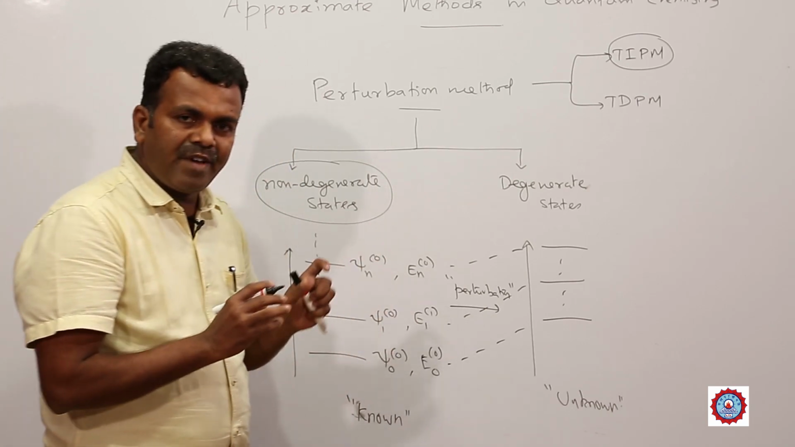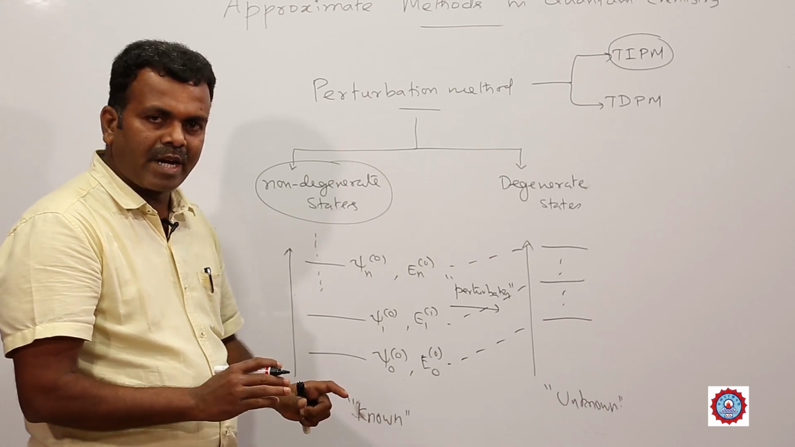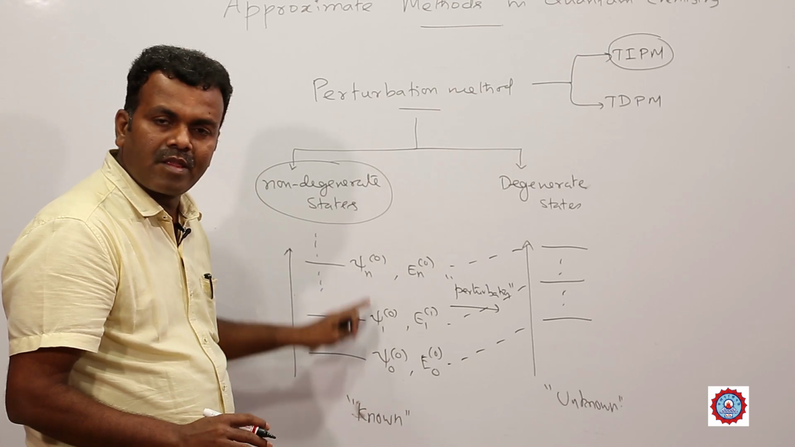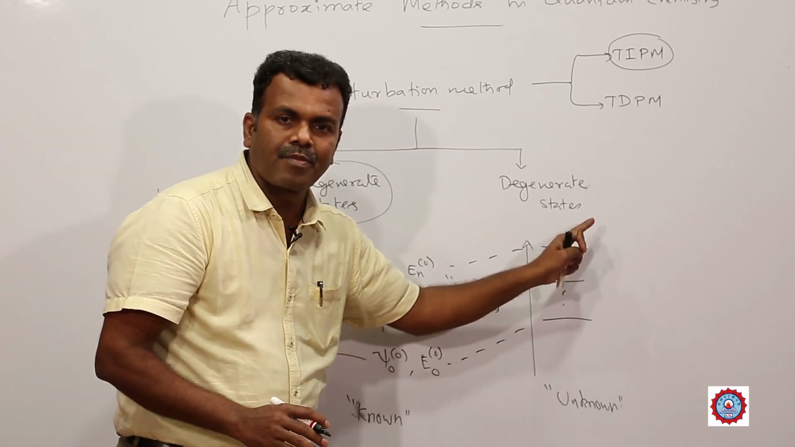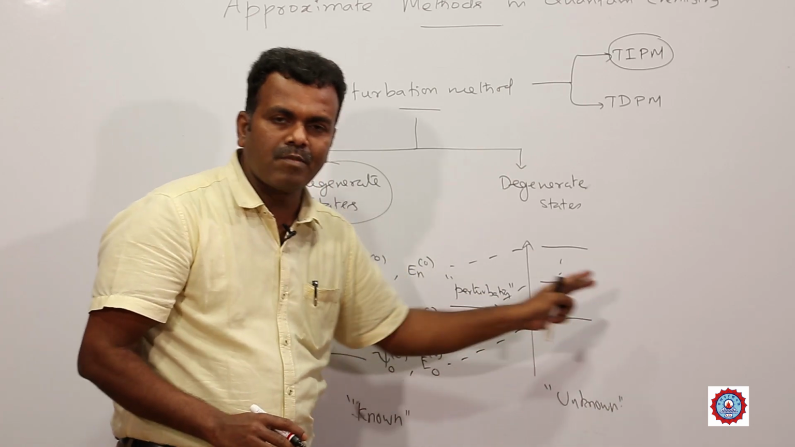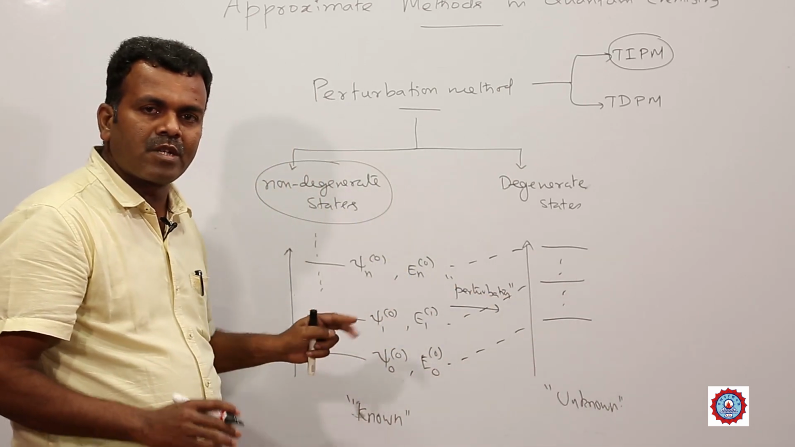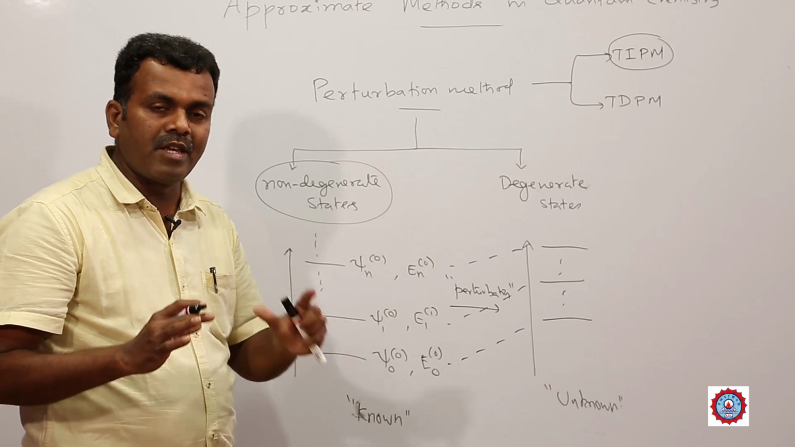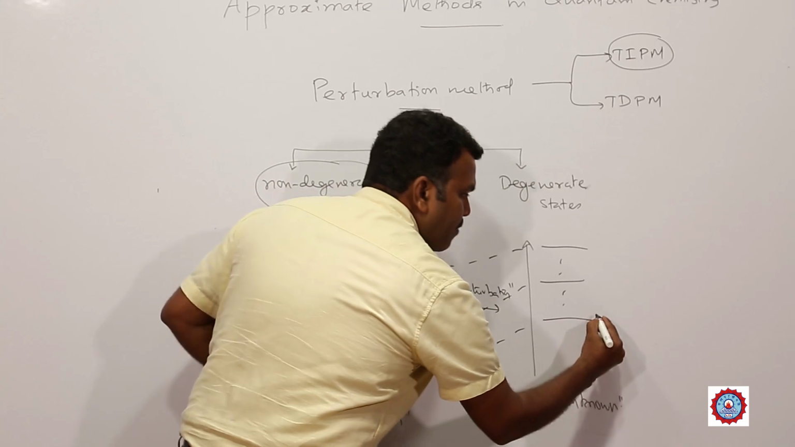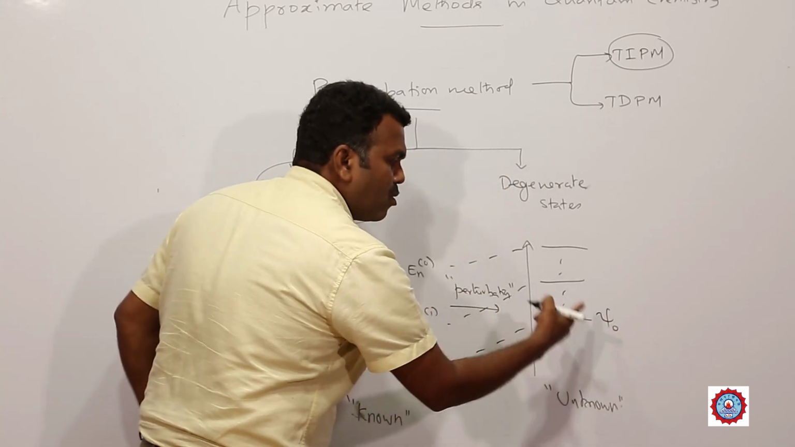Listen, if you apply a very weak electric field or very weak magnetic field, then the difference between these states and these states, that is, the states associated with the unknown system and the states associated with the known system, will differ only slightly. In that case, we can apply the perturbation method. So, this is the ground wave function for the unknown system.